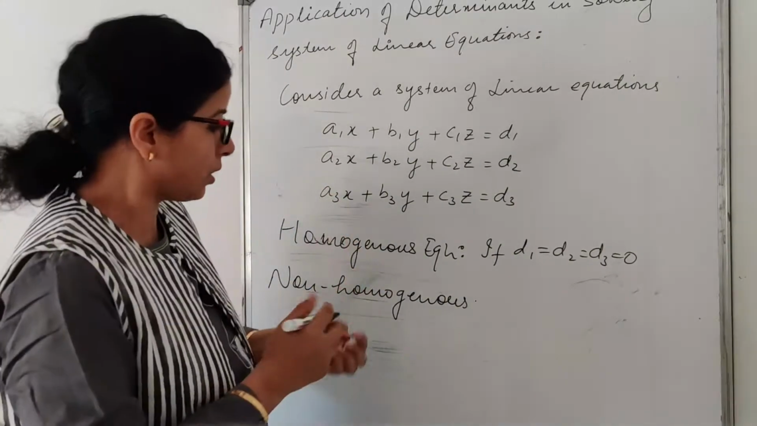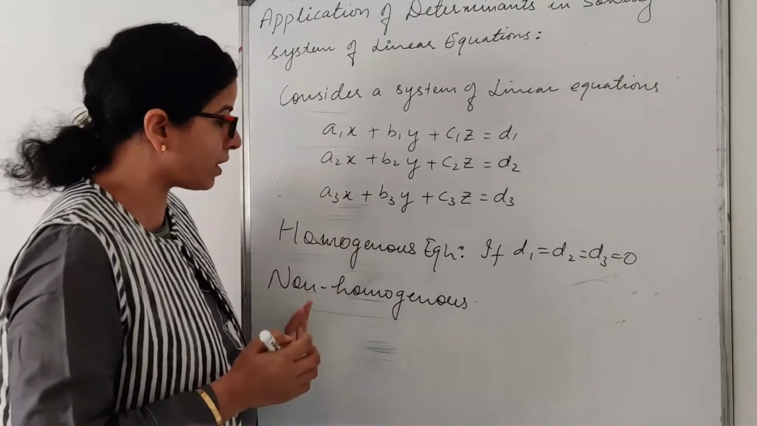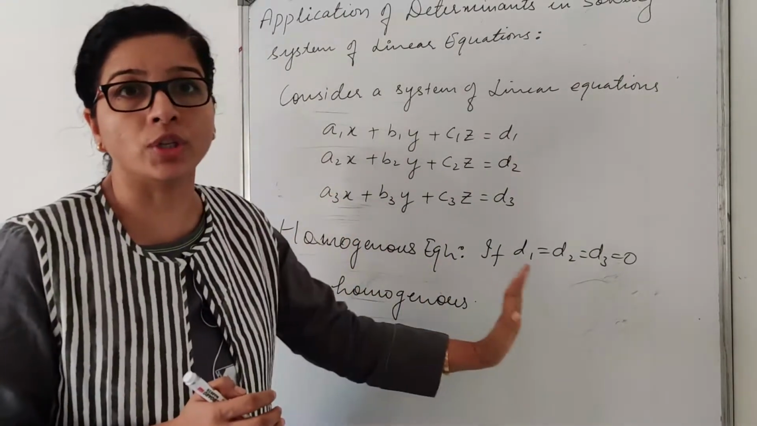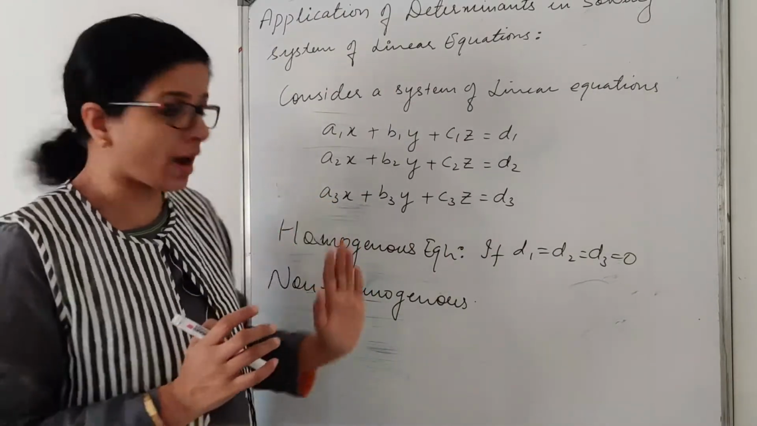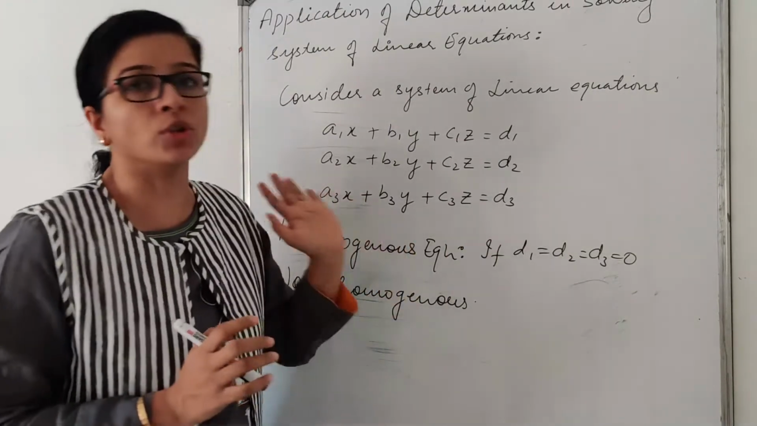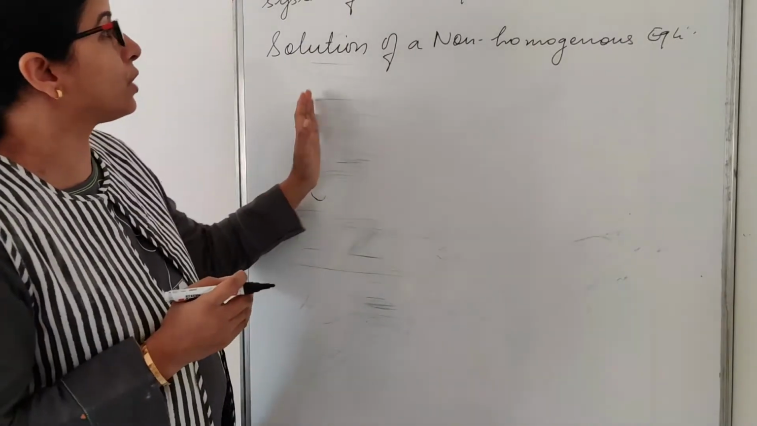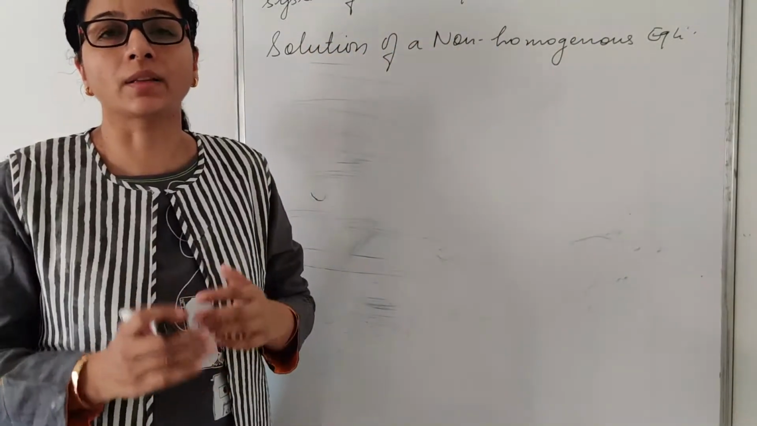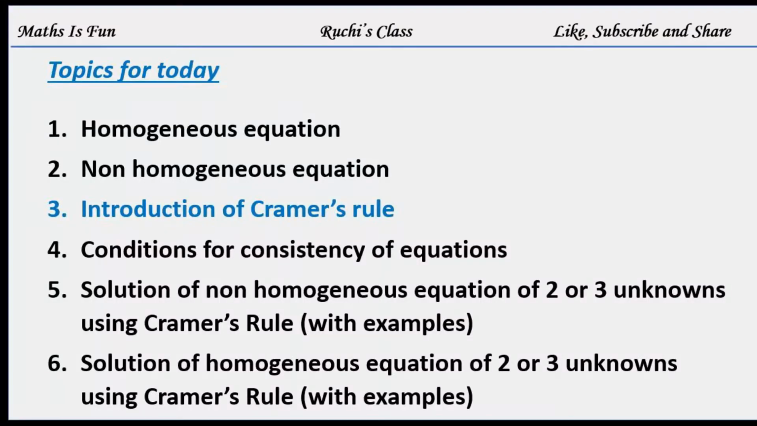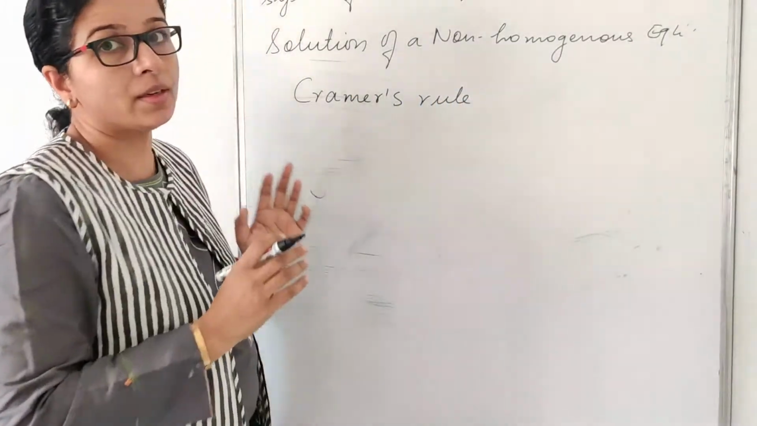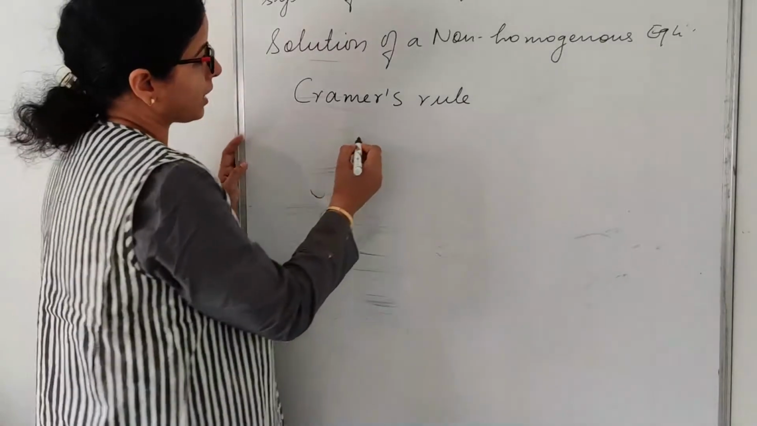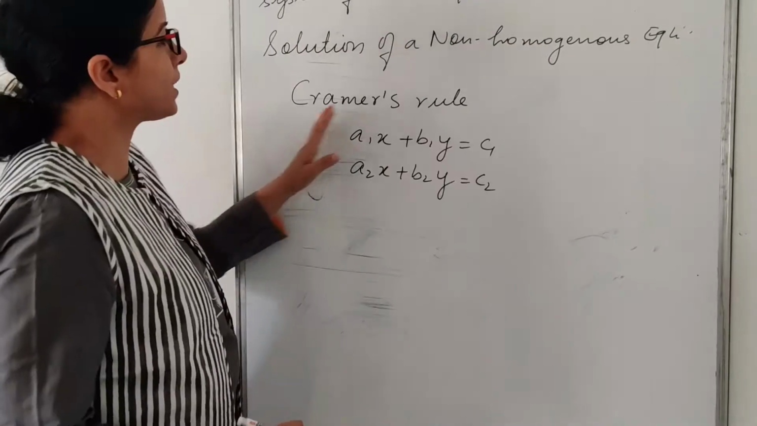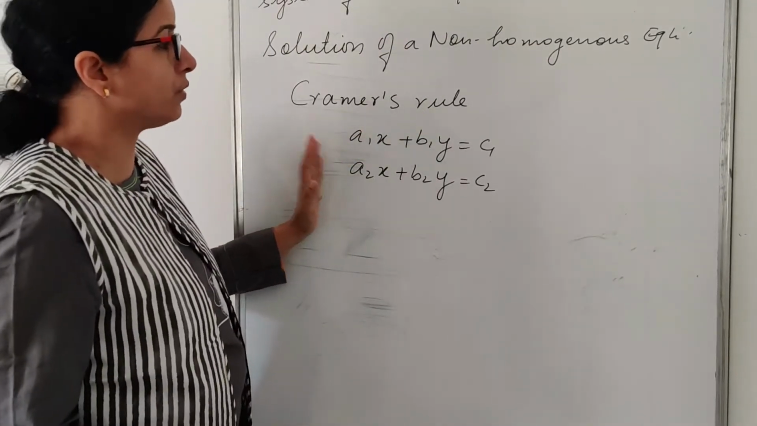Okay, so now first we will learn how to solve a non-homogeneous equation, and afterwards we will learn how to solve the homogeneous equation. So now, solution of non-homogeneous equation. We will learn a method known as Cramer's rule to find the solution of a non-homogeneous equation. Let us consider equations of 2 variables. Now using Cramer's rule, we have to find the solution of these equations.